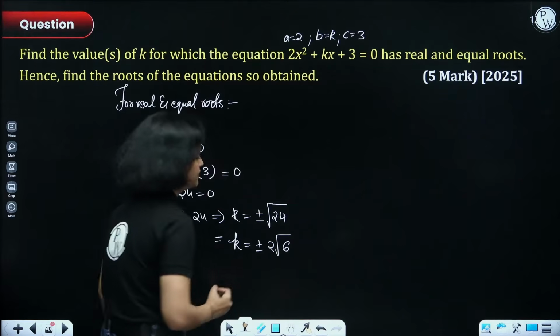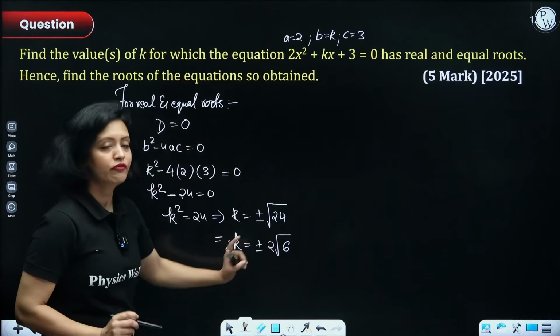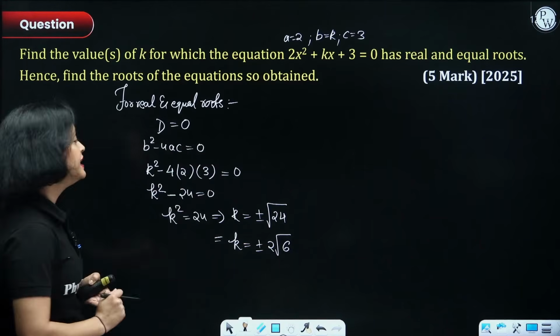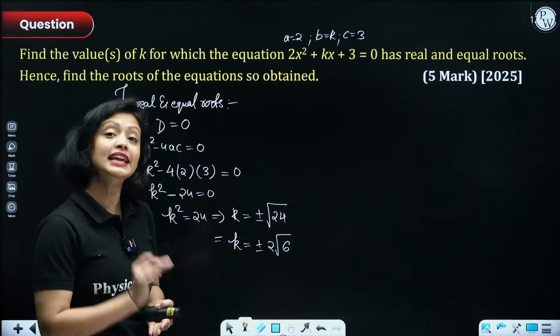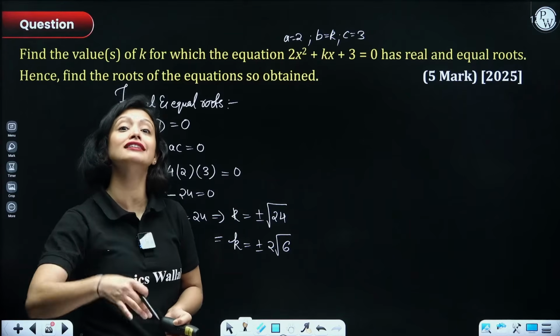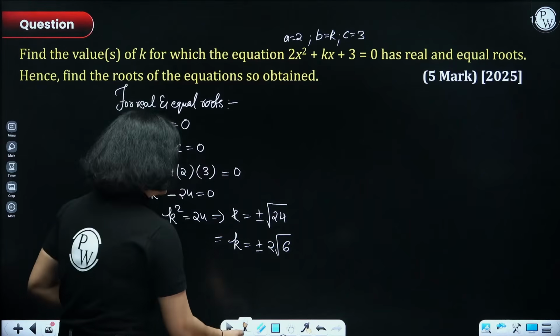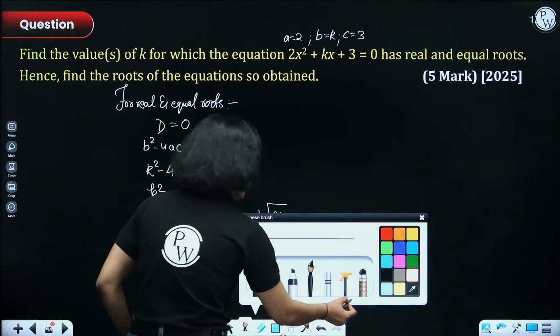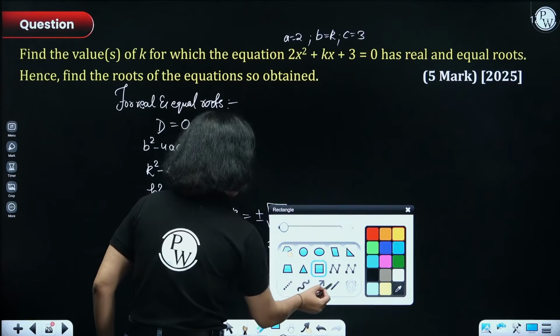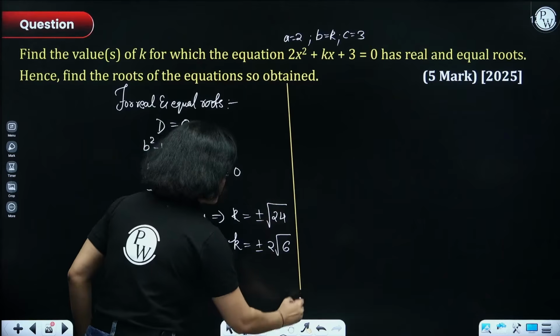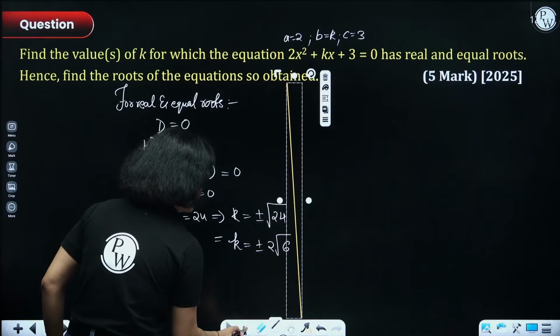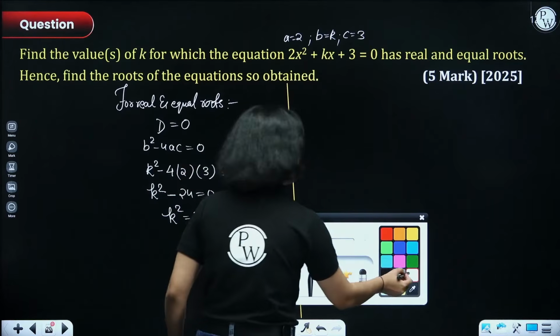Okay, now we got 2 values of k, everyone. Now what we'll do is, for each value of k, we will write the equation again. So how many equations will be formed? There would be 2 equations that will be formed. First put the value of k as positive 2 root 6. Let's write the equation, everyone.